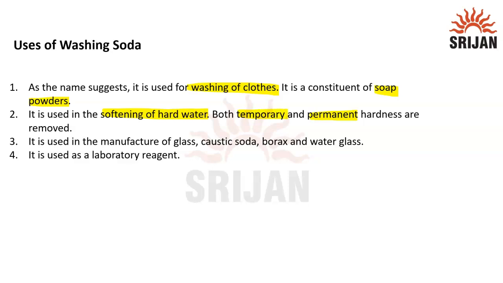So what exactly happens is, whenever some salts of magnesium and calcium are present in the water, that water is called hard water. So what do we mean by hard water? It is simply the presence of specific salts of magnesium and calcium in the water. Whenever these salts are present, we say that this water is hard. So we have to remove these salts, and in order to remove them, we will use washing soda. So this is basically the softening of water.